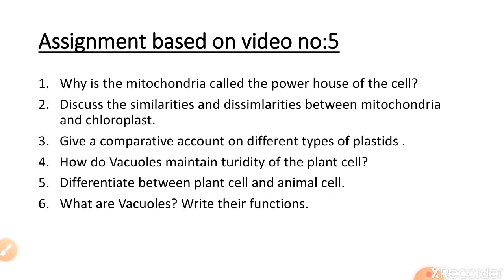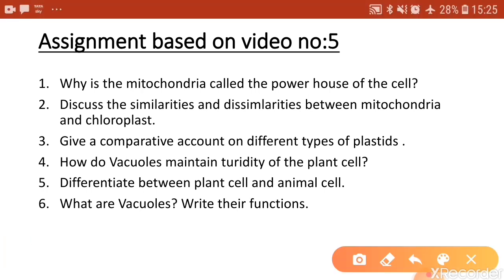Lastly, on the basis of the video that you have watched just now, this is an assignment that is to be completed in your copy. So the first question is, why is the mitochondria called the powerhouse of the cell? Then discuss the similarities and dissimilarities between mitochondria and chloroplasts. Give a comparative account on different types of plastids. How do vacuoles maintain turgidity of the plant cells, and differentiate between plant cell and animal cell? And what are vacuoles? Write their functions.